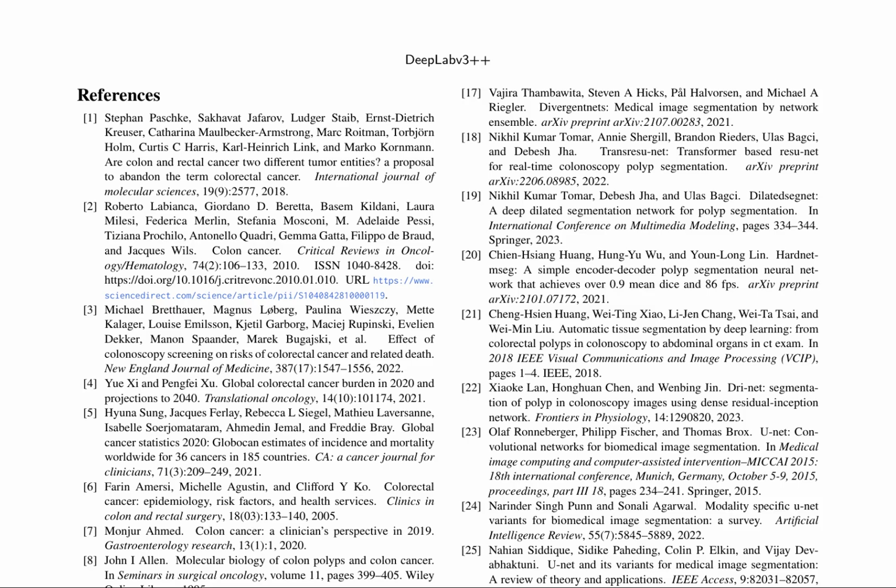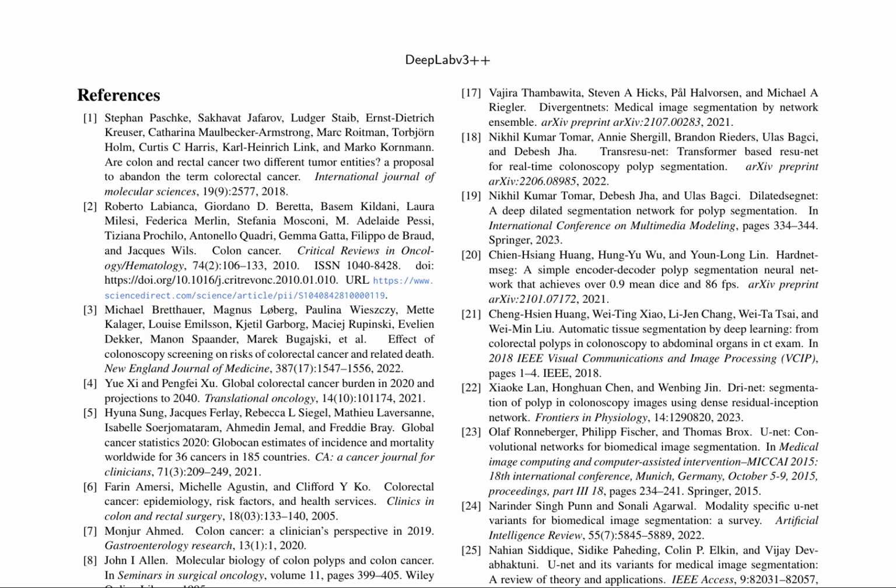This research paper delves into the multifaceted aspects of colon cancer, encompassing its epidemiology, risk factors, and health services. It also delves into the role of deep learning in colonoscopy polyp segmentation, providing a comprehensive review of different neural network architectures such as UNet, DeepLabV3+, and their variants. These models have been found to be highly effective in detecting and segmenting polyps from colonoscopy images, with some achieving over 0.9 mean DICE score and 86 frames per second processing speed.